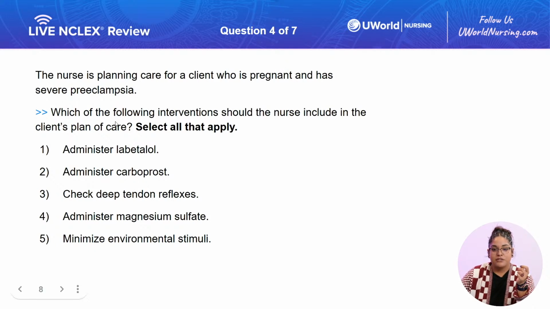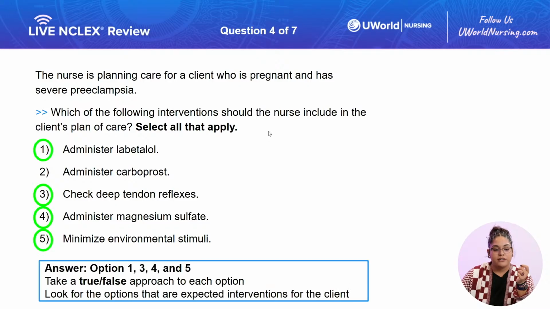Alrighty, guys, so let's jump to the answer. So what do we know about severe preeclampsia? We know that it's a hypertensive disorder of pregnancy with the element of protein in the urine, right? So option 1 is correct. We want to give labetalol. It's a beta blocker that is safe to use during pregnancy, and it's used to decrease the blood pressure.